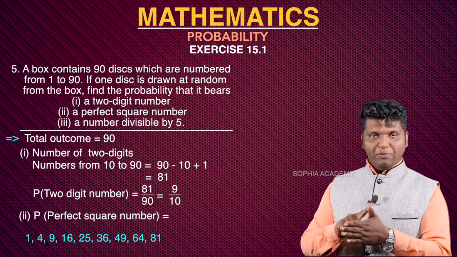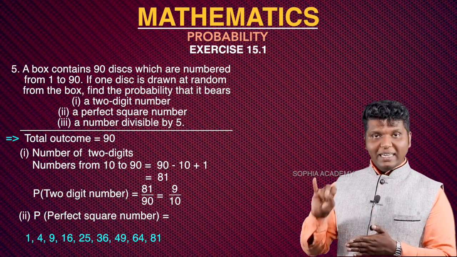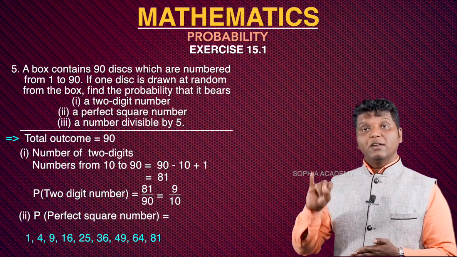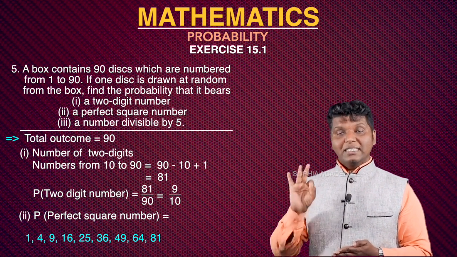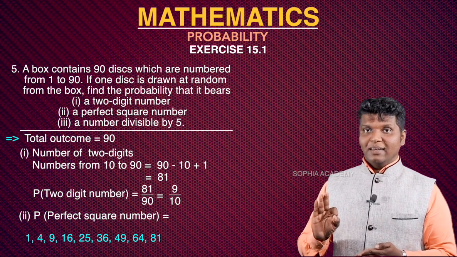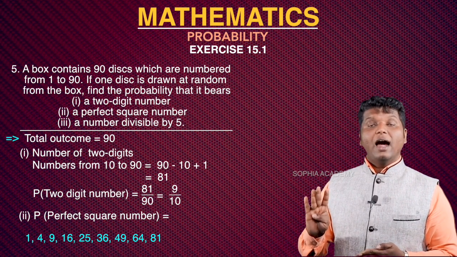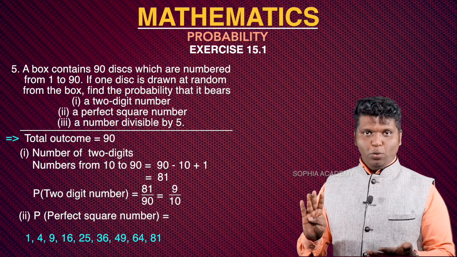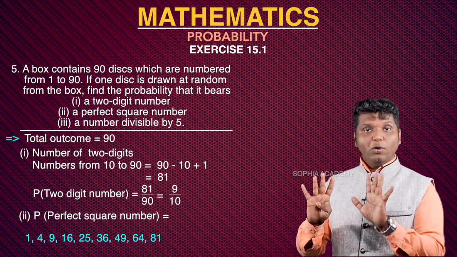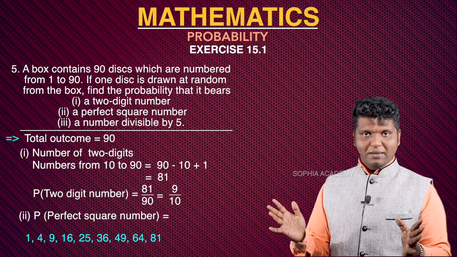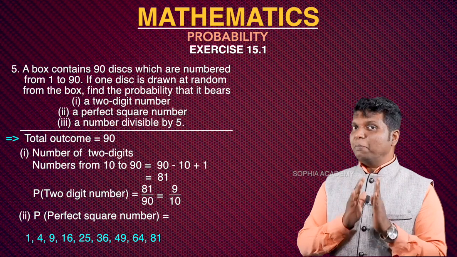Square of 5, 25. Square of 6, 36. Then square of 7, 49. Square of 8, 64. Square of 9, 81. Square of 10, 100. Can you say 100? No, because we can go up to 90 only. So altogether 5 plus 4, 9 numbers are perfect square numbers.